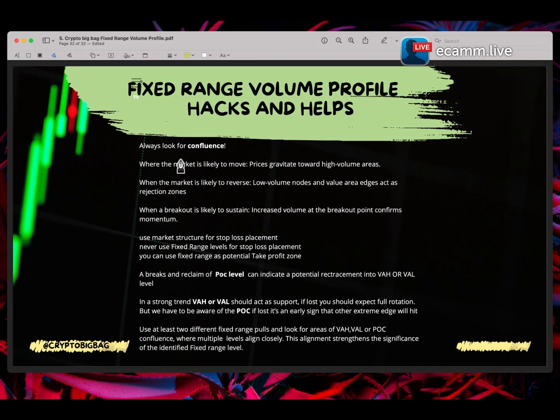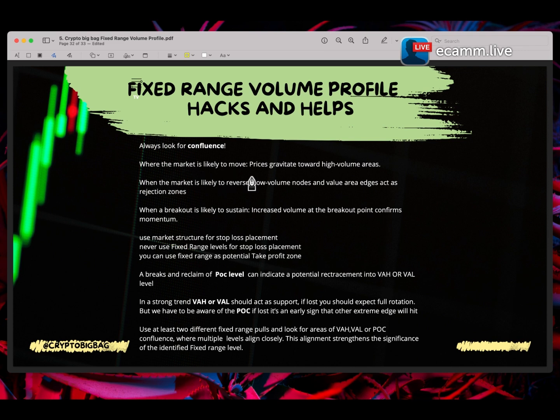Always look for confluence. Do not trade this alone. Do not trade fixed range alone. Always try to look for confluence. Use Fibonacci, use other tools, horizontal levels, historic price action, VWAPs, use Delta, CVD, use open interest, use everything, and try to look for something that points in the same direction as what you're looking at, right?